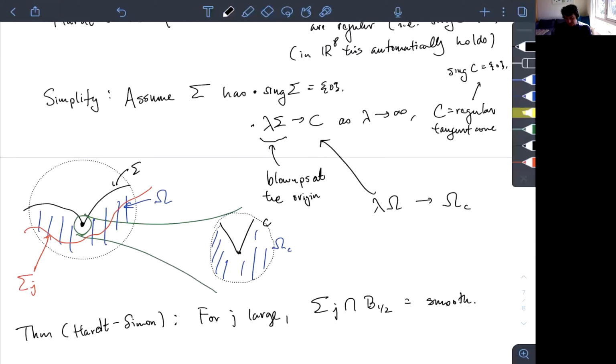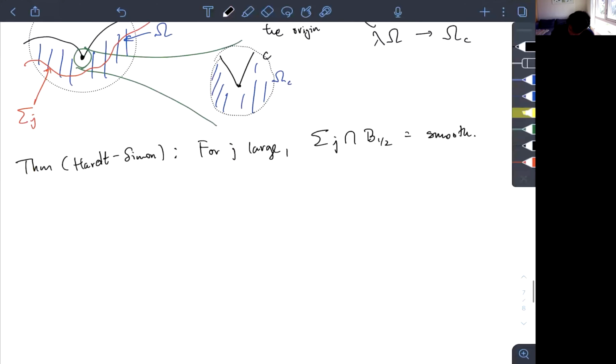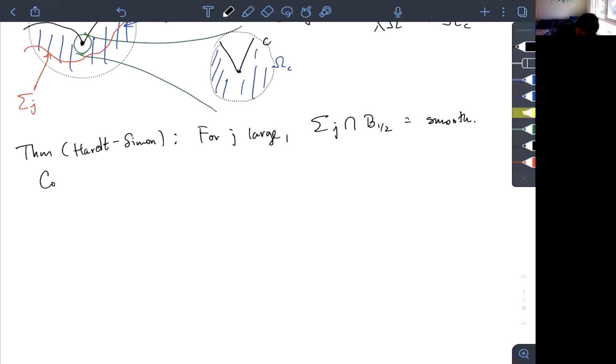So the theorem of Hart-Simon says that for j sufficiently large, the surfaces sigma j are completely smooth in a neighborhood of the origin. Okay, so the reason for restricting to the ball of radius a half is just technical, and you just want to avoid talking about the boundary points. And so in an application, you wouldn't be concerned about those other points. So what this really is telling you is that the singularity at the origin has been perturbed away. Okay, and so what I'd like to do in this lecture is discuss essentially the idea of the proof by Hart and Simon.